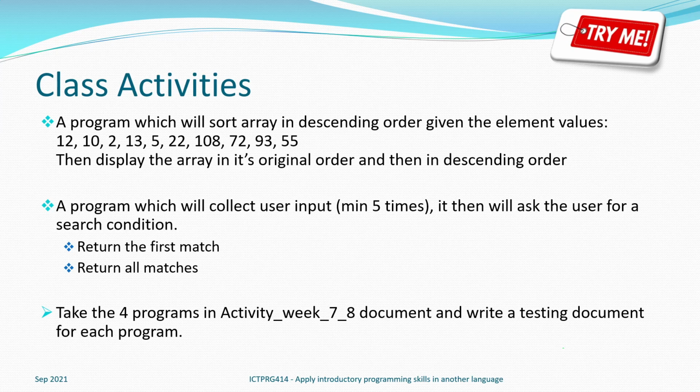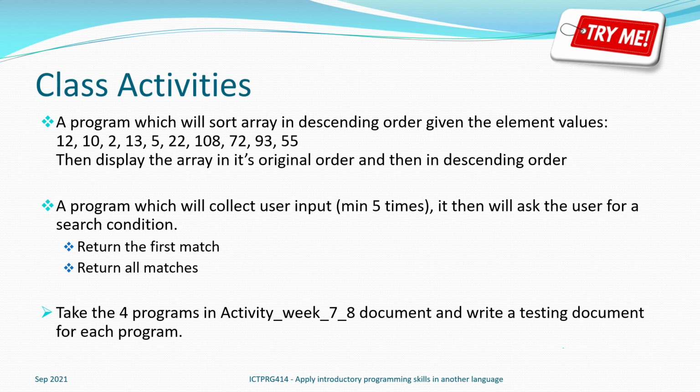All right, so third program. This one we're going to be sorting an array in descending order given the elements. So there's the elements. We want it in the original order, then descending order. But I thought the array sort function did it in ascending order. Some research required.